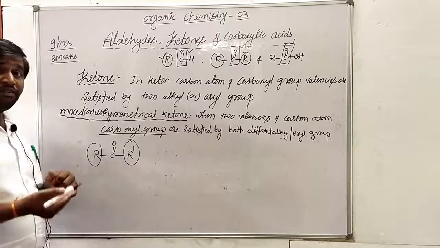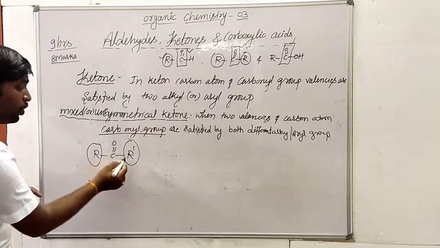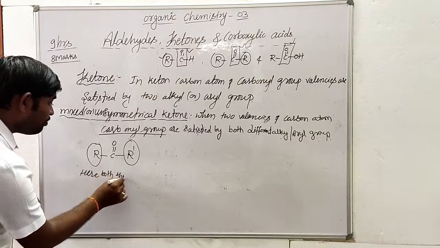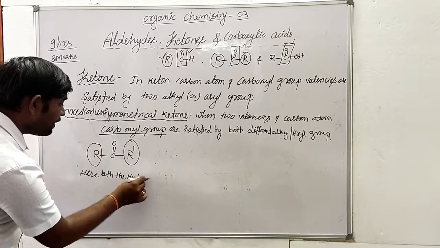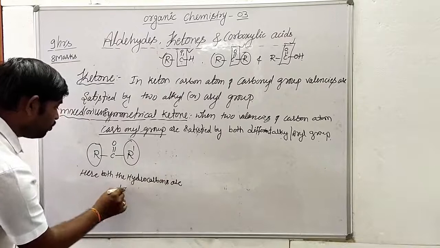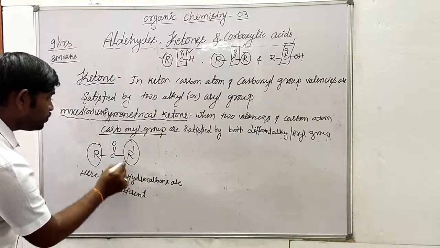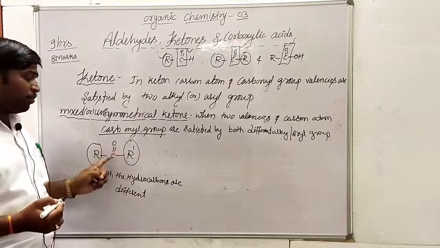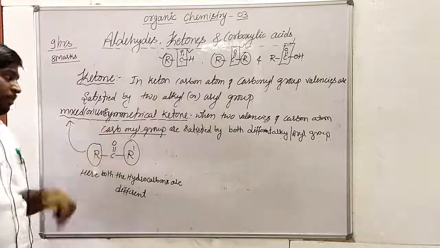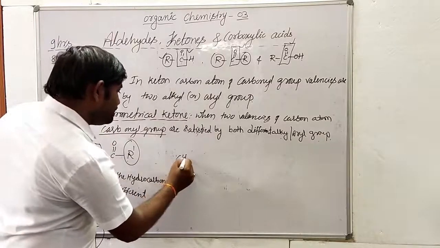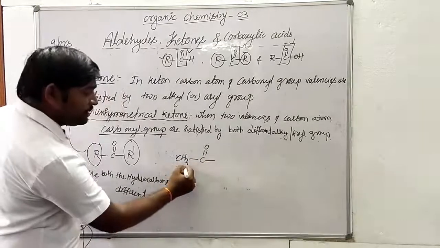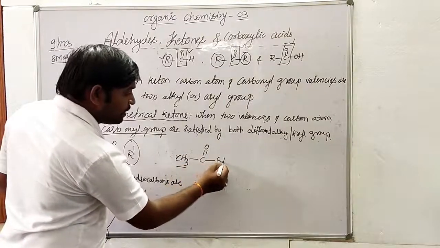If there are different alkyl groups, both hydrocarbons are different. So due to the different hydrocarbons on either side of the carbonyl carbon atom, this is considered a mixed ketone or unsymmetrical ketone. For example, this is CH3, this is C double bond O, and this is another alkyl group, which should be different, that is C2H5.